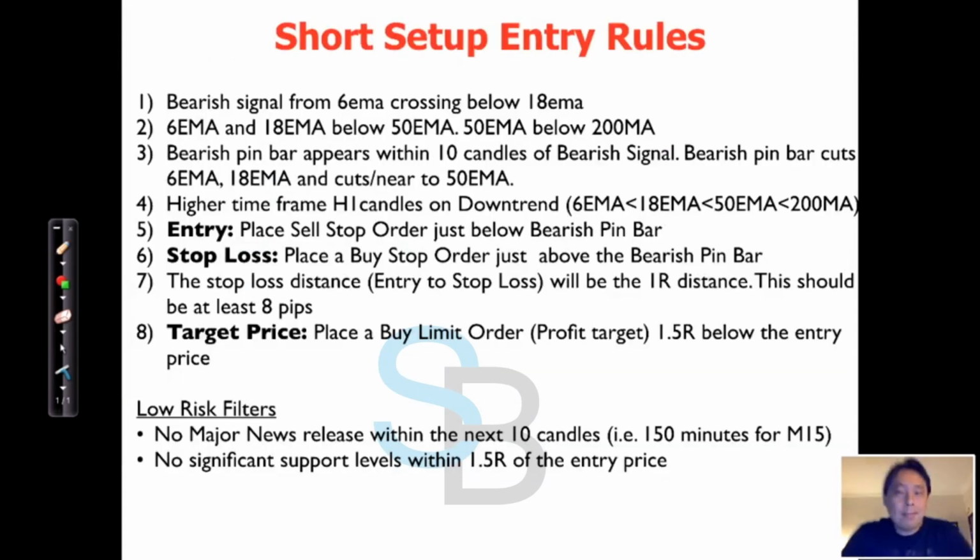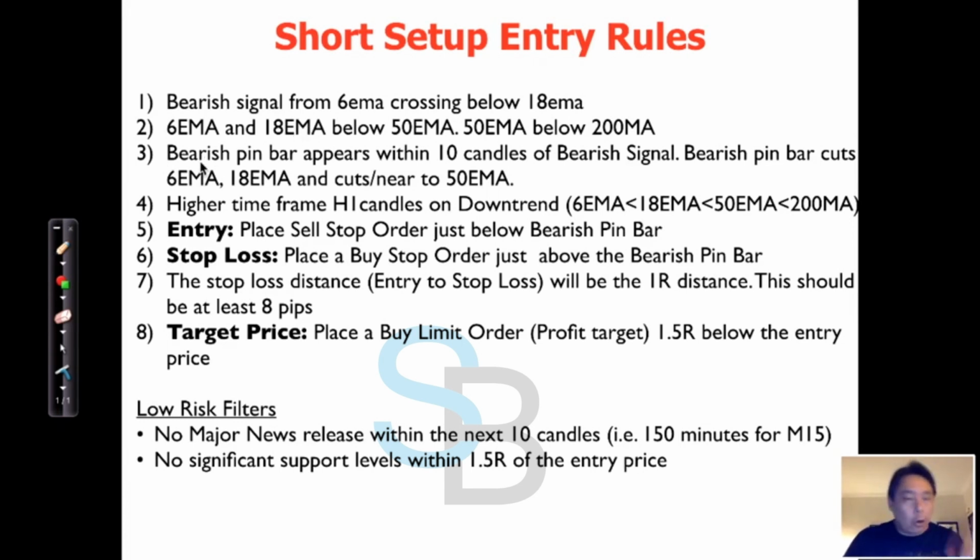Okay. All right, guys, so let's now go through the short setup entry rules. When we're taking a short trade, we want to see the bearish signal from the 6 EMA crossing below the 18 EMA. So once again, we want to see a clear downtrend where the 6 and 18 EMA are below the 50 moving average, and the 50 EMA is ideally below the 200 moving average. And again, all this appears on the 15-minute candle time frame.